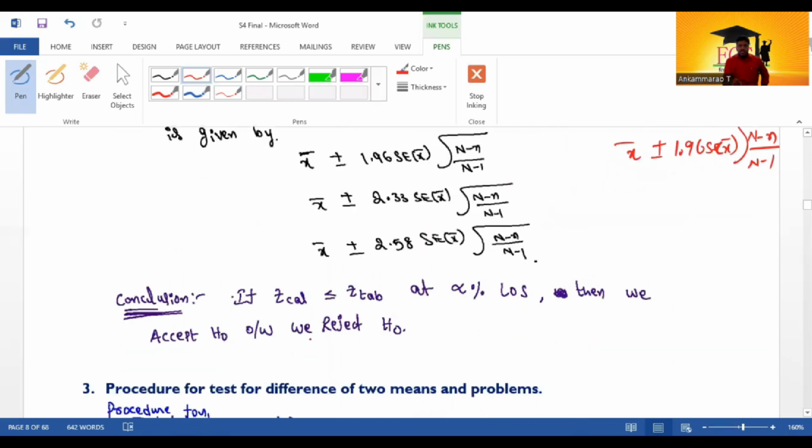Next, conclusion: if z calculated is less than or equal to z tabulated at alpha percent level of significance, then we accept H naught, otherwise reject H naught.